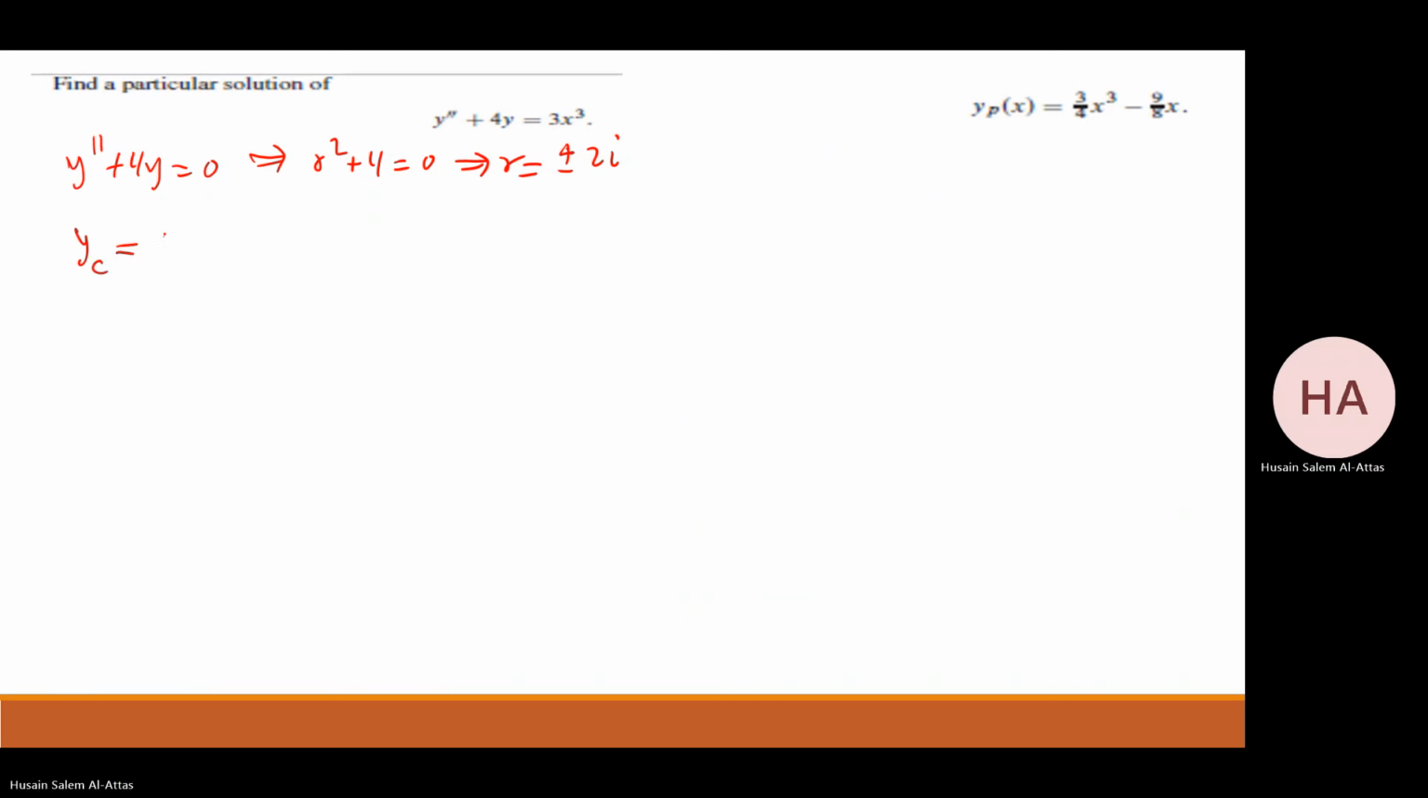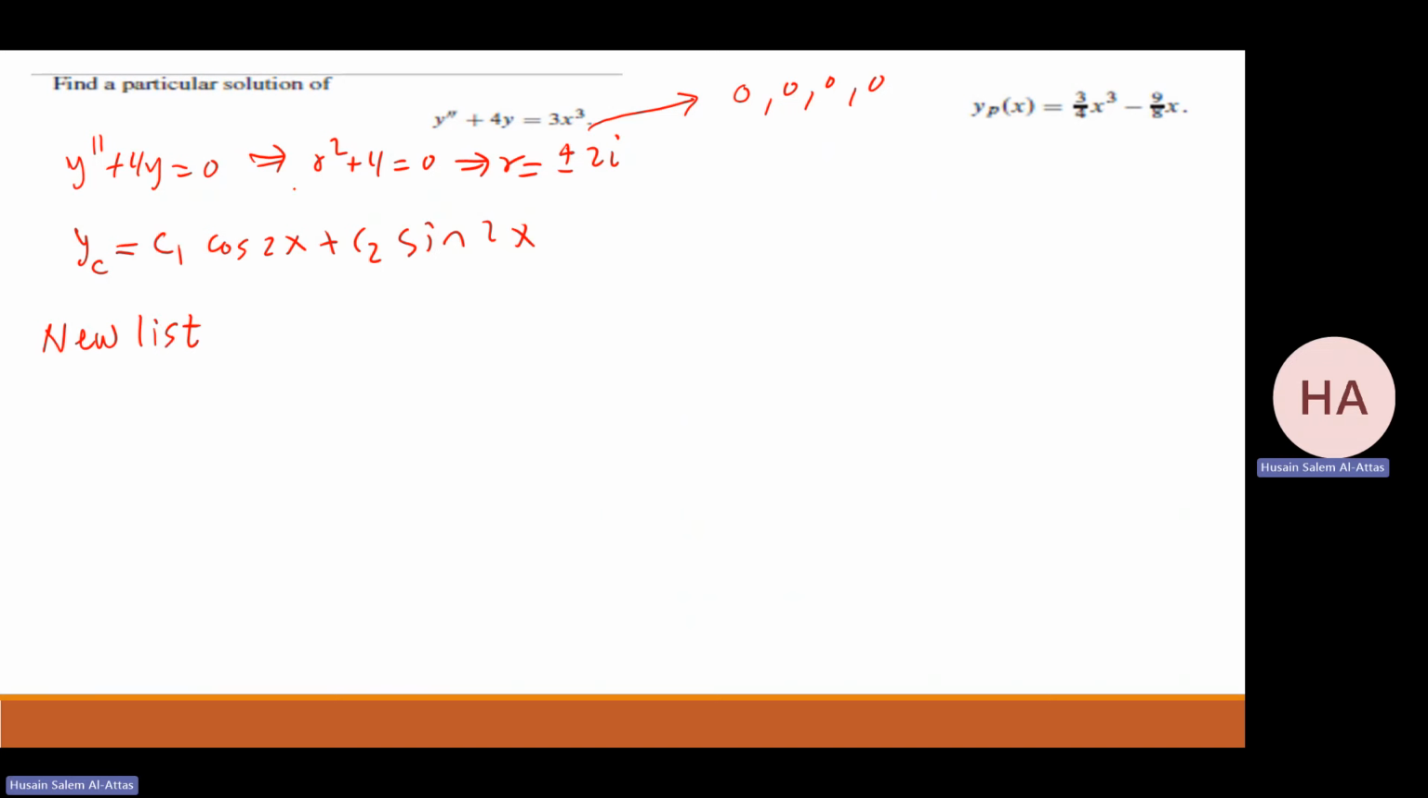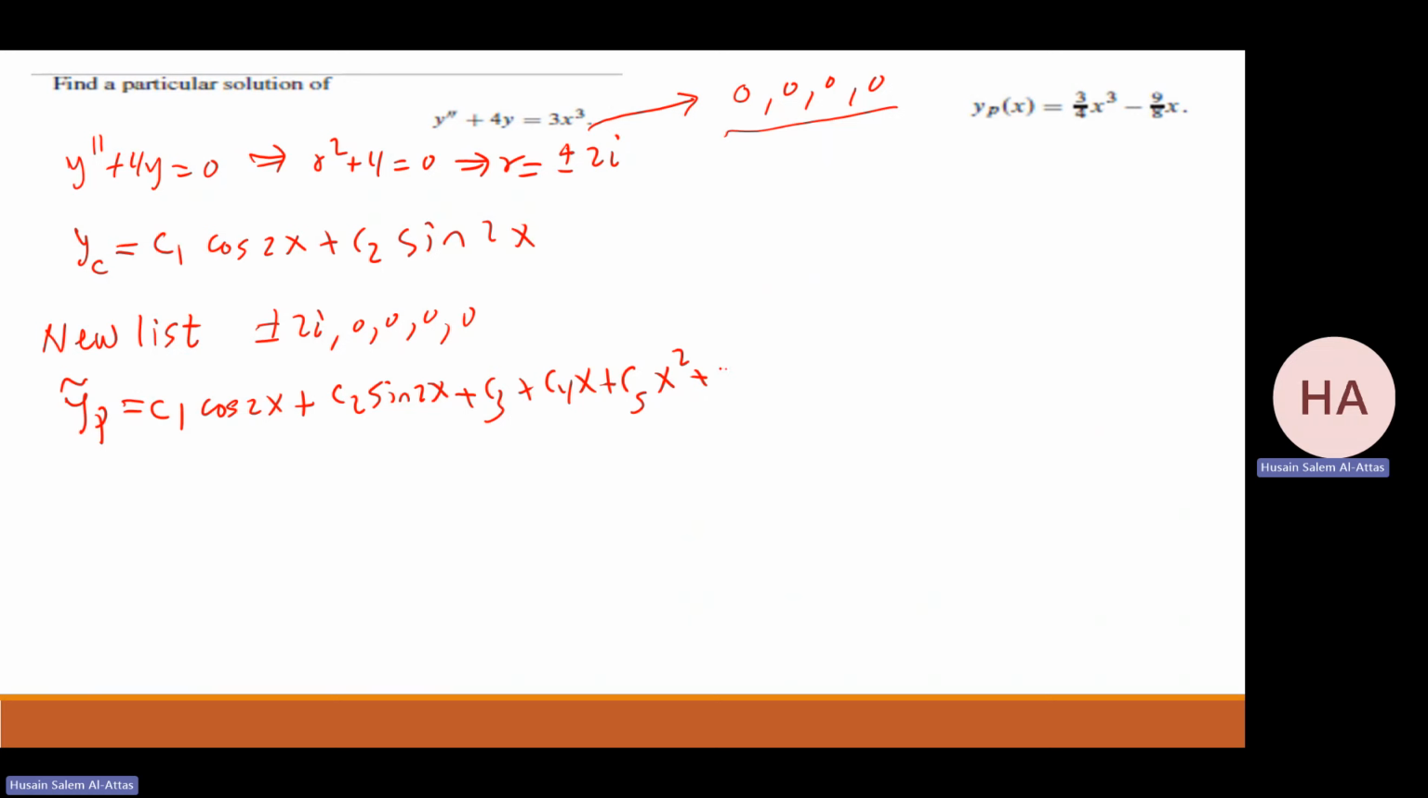So y will be C1 cosine 2x plus C2 sine 2x. What gives me x cubed? The zeros. I have 0, 4 times, because I will not reach x cubed unless I have 1, x, x squared, x cubed. So that will give me 4 zeros. So what is the new list? Actually, there is no duplication, so I can work out this one. Plus or minus 2i, 0, 0, 0, 0. So what is my y hat? It will be C1 cosine 2x plus C2 sine 2x plus C3 plus C4x plus C5x squared plus C6x cubed.